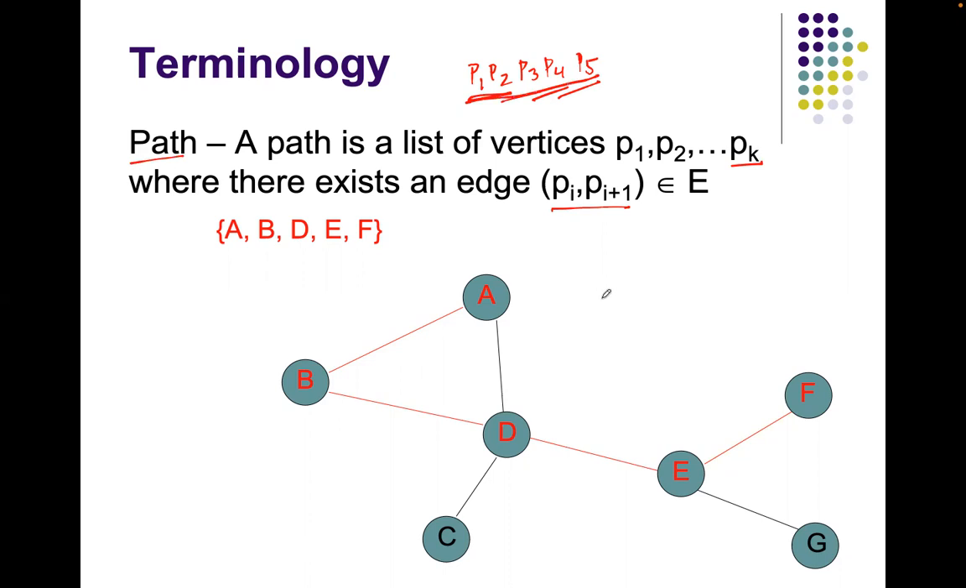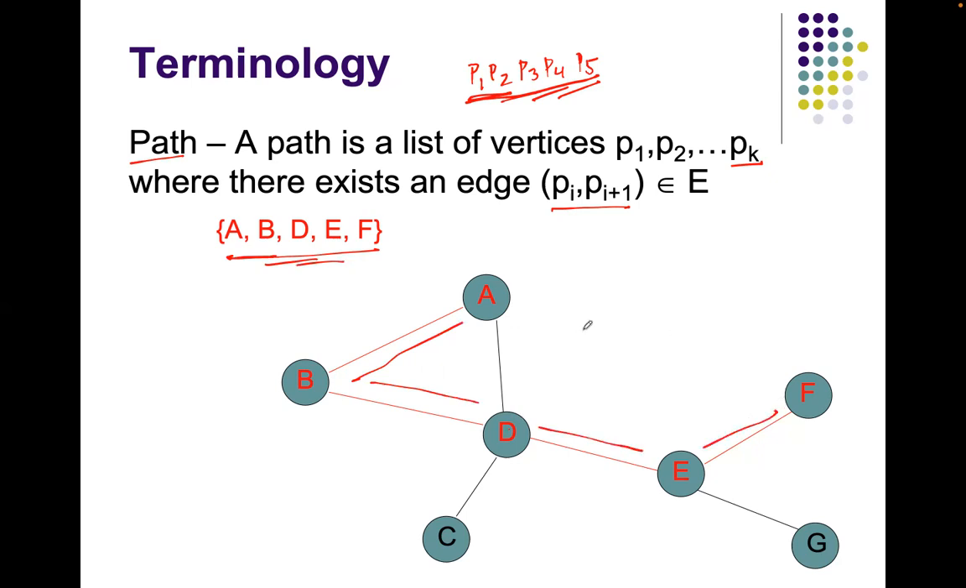For example, here you can see that we have a path from A, B, D, E, and F. So the path looks like this: A, B, D, E, F. That means we have an edge from A to B, from B to D, from D to E, and E to F. So this is the path.